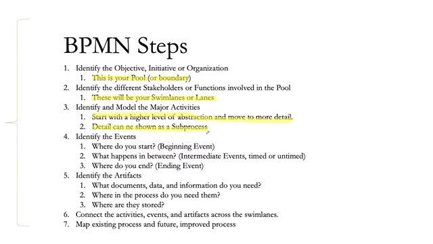After that comes identifying the events. So what are the main events? Where do you start? What is the beginning event? What happens in between? What are the intermediate events? Are they timed? Are they untimed? Does it automatically happen? Or do you actually have to manually do it and fill it in?